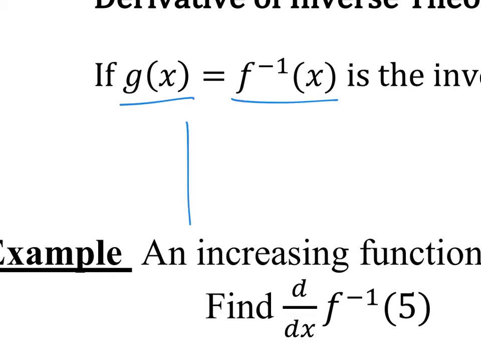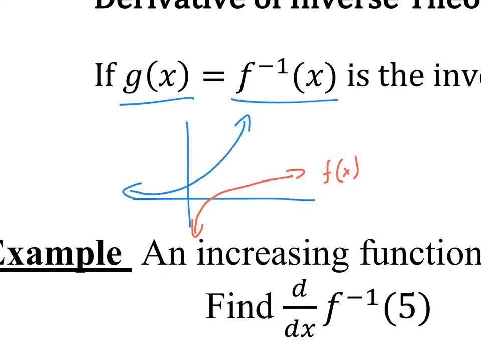If we have two functions that are inverses of each other, well, if you remember, here's a function, f of x, and it's going to have an inverse that looks something like this. So this is g of x, which is the inverse of f. So inverse functions are mirror images of each other, okay? When we look at the line y equals x, they're reflections of each other, all right?